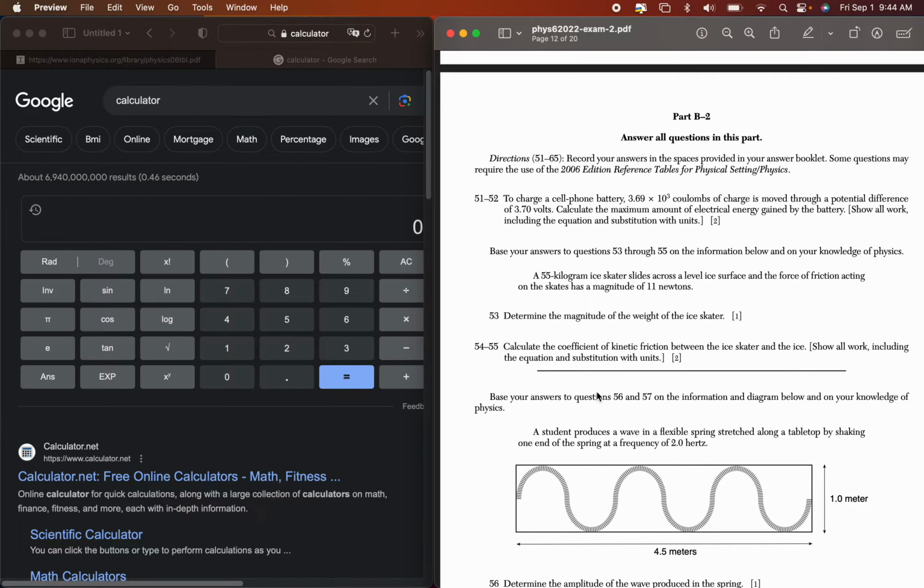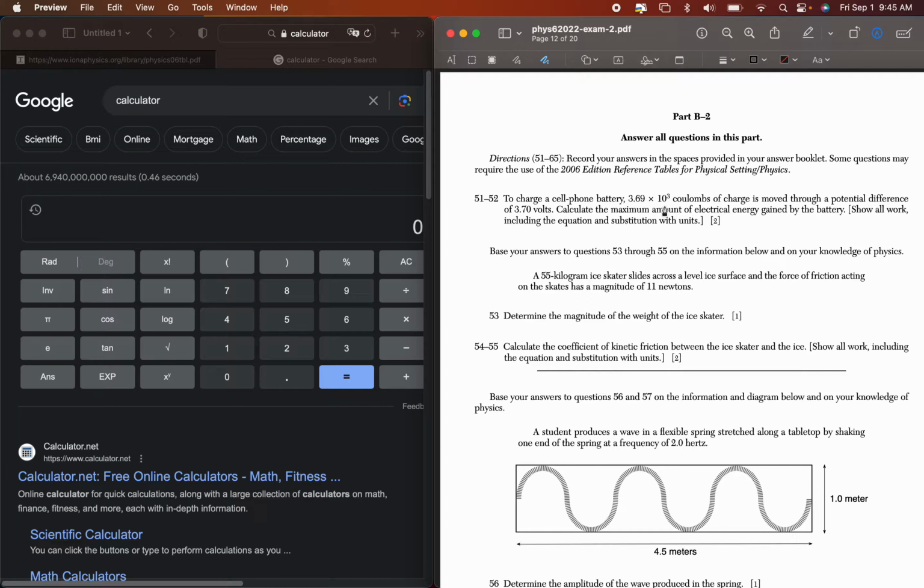Hello everybody, today I will be completing the June 2022 Physics Regents Part B2. The last video included Part B1 and the video before that included Part A. So again, I have my calculator here and my reference table. We can begin Part B2.